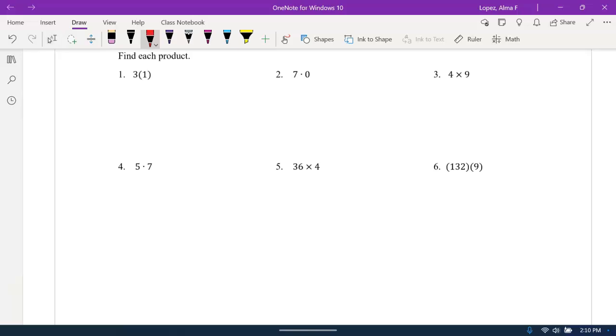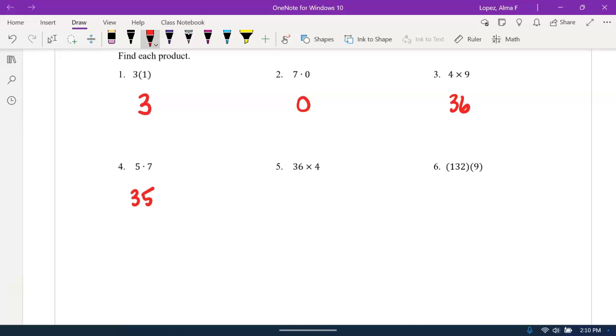3 times 1, there's that multiplication by 1 rule. 3 times 1 would give us 3. 7 times 0, we know that multiplying anything by 0 is going to give us 0. 4 times 9, that is 36. And again, if your times tables are not really sharp, you need to get that times table printed. You can get it, just Google it. I have one on my blackboard as well. Okay. 5 times 7 is 35.